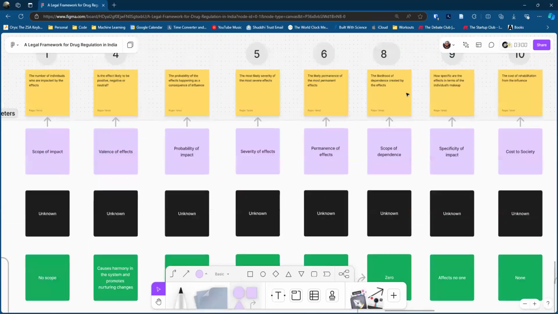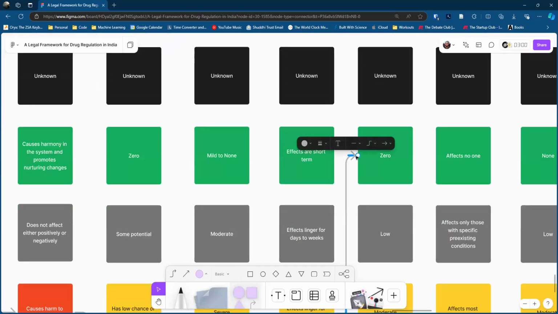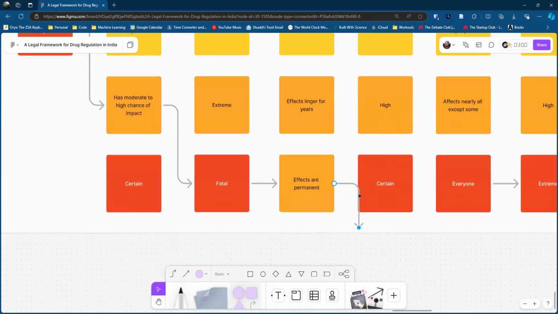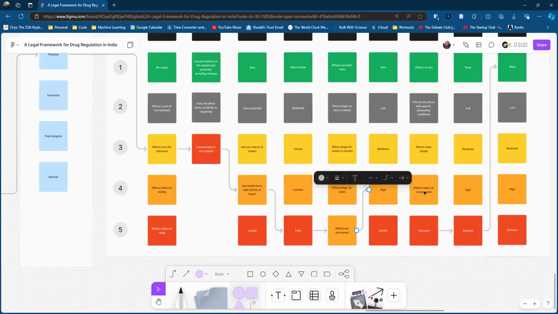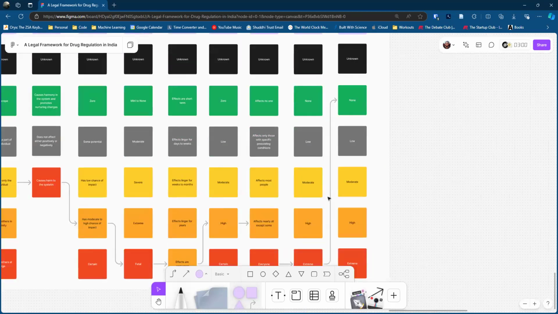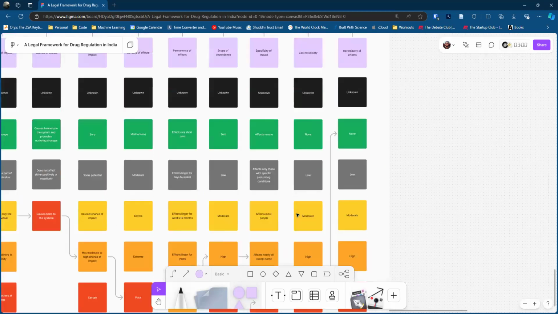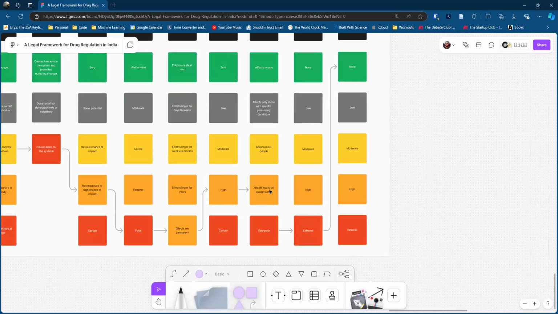Likelihood of dependence created by effects. This is certain, right? It depends on the person. It's a high thing. Specificity of impact: it affects nearly all people except some, because maybe some people don't have a dependency on alcohol. Maybe they are not addicted to it, but it's just a part of their social life, and they can't stay out of it.